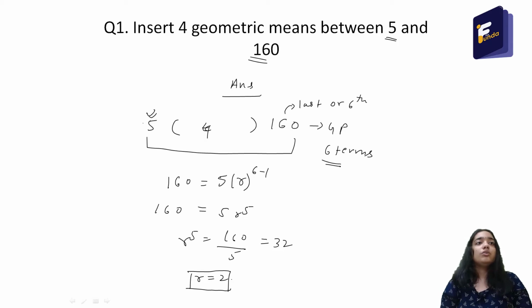Now we have got the common ratio of this new GP. So what will be the geometric means? So the first term is 5. Now we have got that the common ratio is 2. So the second term will be 5 into 2, it is 10. Okay. Third term will be 10 into 2, that is 20.